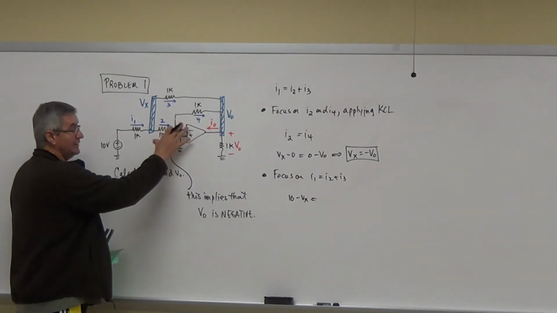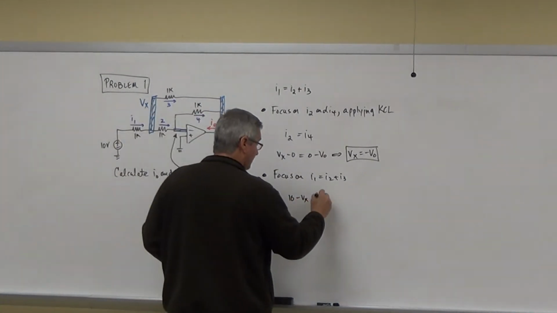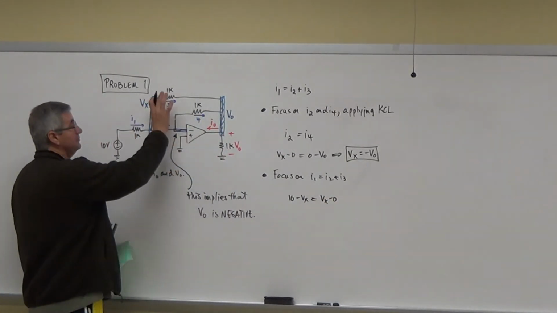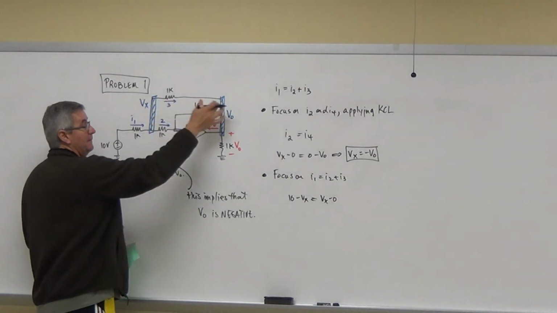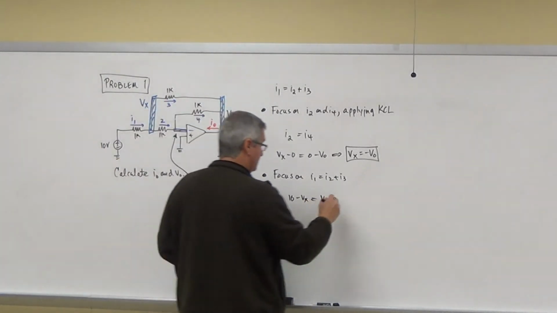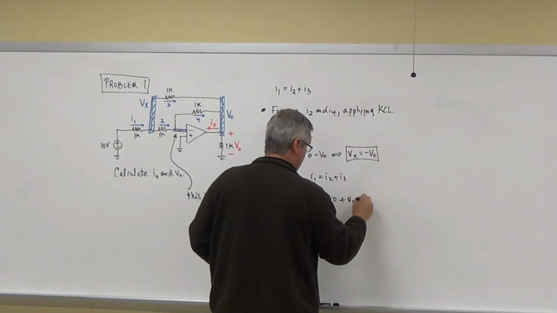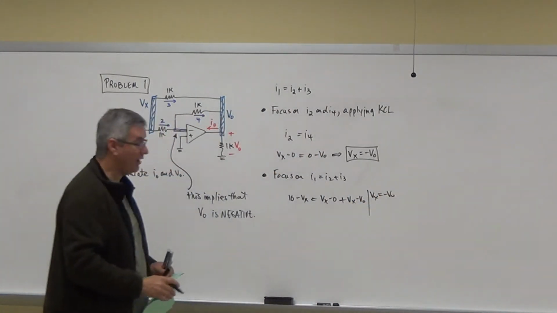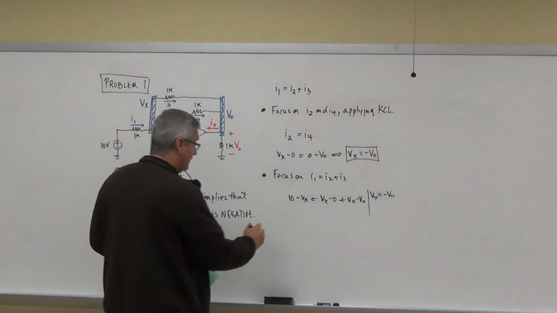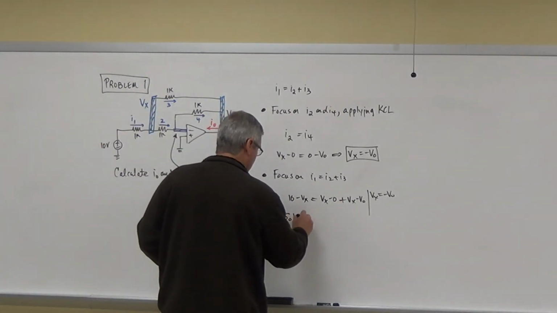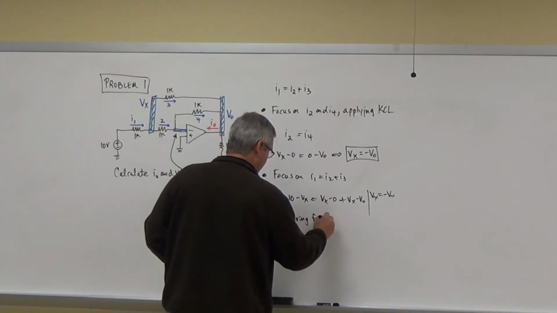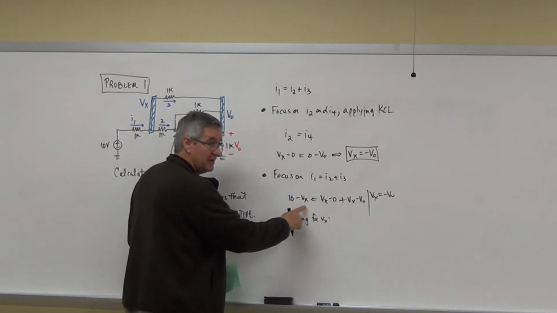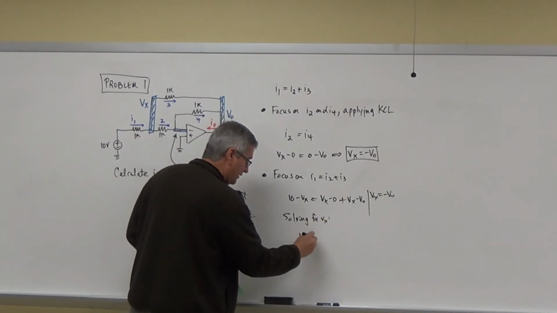Well, we know that I2 has to be Vx minus 0. And then I3 has to be Vx minus V naught. But I know that Vx is equal to minus V naught. So now I can solve for Vx. So now solving for Vx, what I'm seeing here is I'm going to get what? That Vx I'm taking to the other side, so I'm going to get 10.